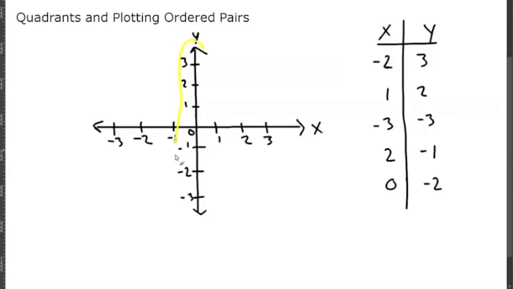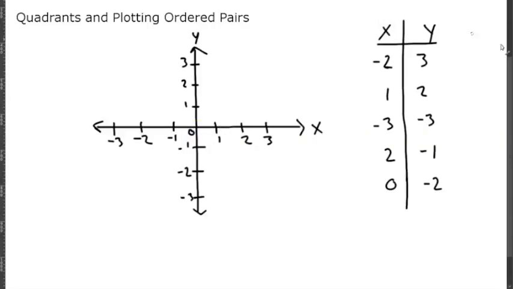Here is your second number line, and these are the y values. So your positive numbers are up and your negative numbers are down. And where those two intersect, the x and y axis, is called the origin.